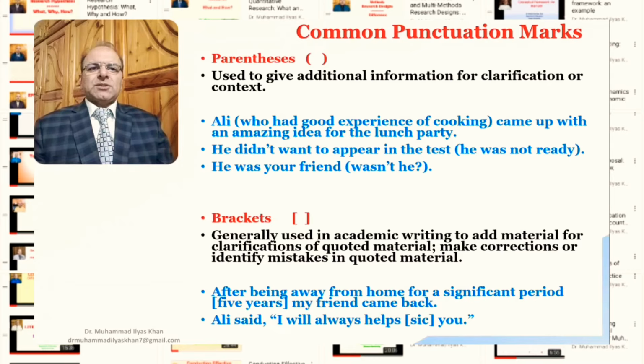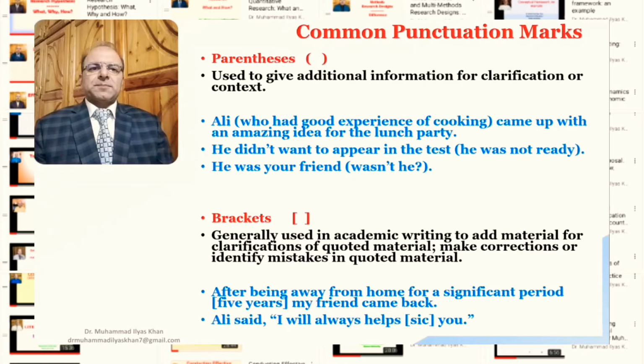There are other uses as well. Remember that in this presentation, I'm giving you the very common uses of these punctuation marks. There are certainly other uses, extended uses of these marks as well in some cases.